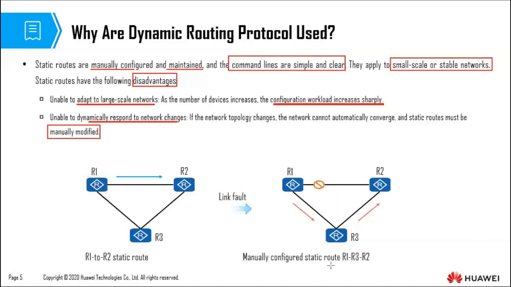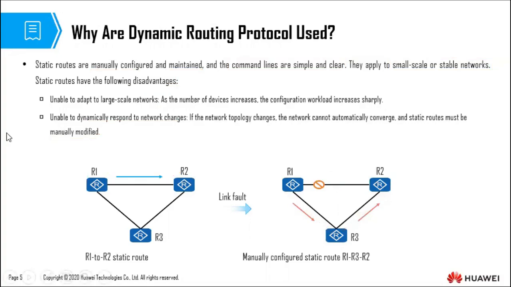So you see here, in this particular example, you've configured a static route to a network in R2 from R1 to R2. Now, if this link goes down, then you have to manually reconfigure an alternative route, maybe through R3 to R2. That is if you had not configured a backup. So those are the challenges when dealing with static routes.